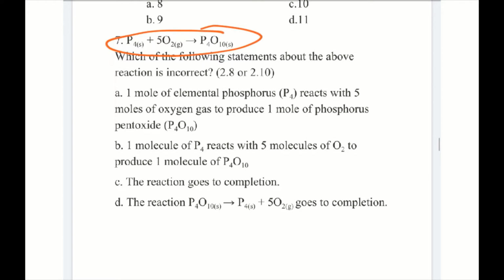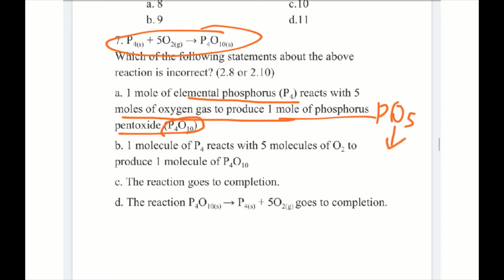1 mole of elemental phosphorus, P4, reacts with 5 moles of oxygen gas to produce 1 mole of phosphorus pentoxide. Now you might notice how phosphorus pentoxide is PO5, but scientists like to call P4O10 phosphorus pentoxide for some reason, because if you multiply this by 2, you get P2O10, but instead of the 2, you have a 4. So don't worry about that. It's just something that scientists like to do, and that's not the question anyways.